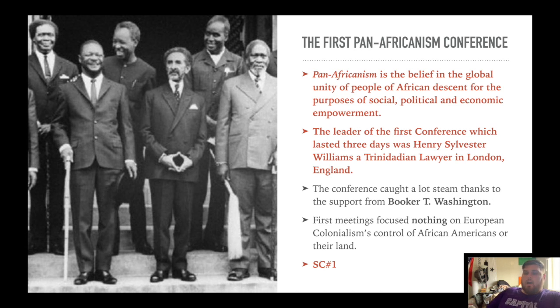The leader of the first conference, which lasted 3 days, was Henry Sylvester Williams. He was a Trinidadian lawyer in London, England. Again, this did not originate in the United States. However, we talked about W.E.B. Du Bois before. He ends up getting pretty heavily involved later on, but Booker T. Washington is kind of involved here at the beginning.